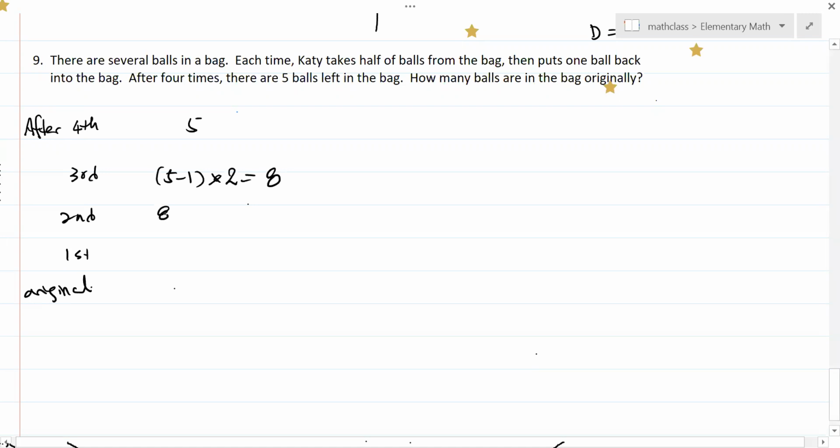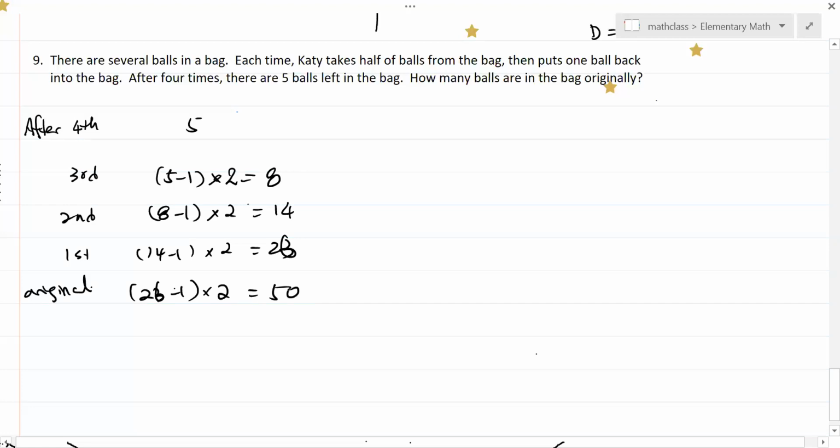And then do how to get 8. 8 minus 1 multiplied by 2. 8 minus 1 is going to be half of that. And double it, that's going to be 14. Then 14 minus 1 times 2 will be 26. Original will be 26... 26 minus 1 times 2 would be 50. Okay, so there are 50 of them.